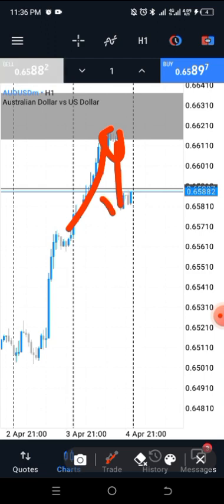So this type of zone where price will come downwards is called a resistance zone. R for resistance. And the opposite is called support.